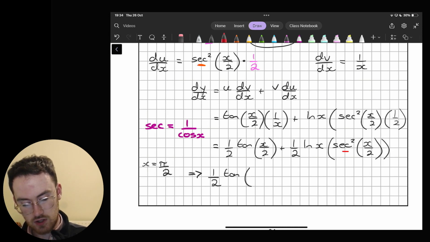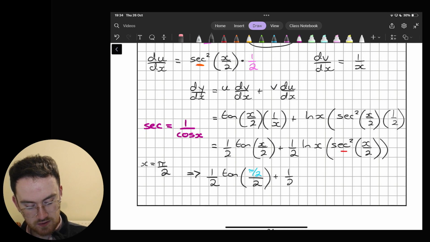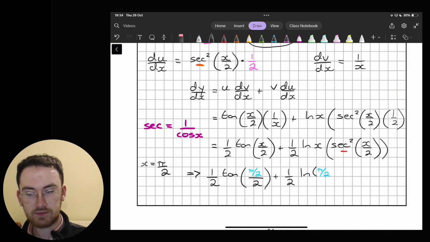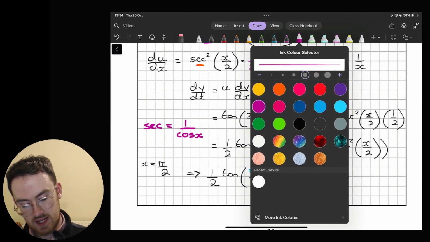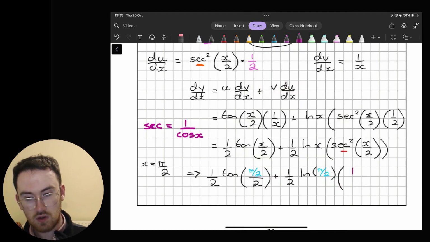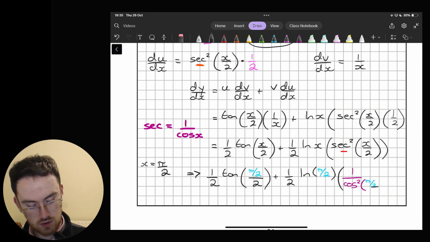Okay, so making use of that, we can apply our substitution of our pi over 2. So let's pick a color here, use blue. So we're going to have pi over 2 all over 2 plus a half ln pi over 2 sec squared. We're going to rewrite using my rule over to the side here. I'm going to rewrite that as 1 over cos squared x over 2, and we know that for x we're putting in pi over 2, so pi over 2 over 2.